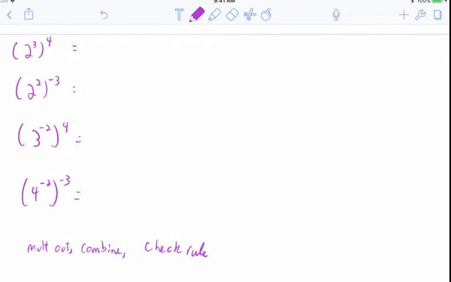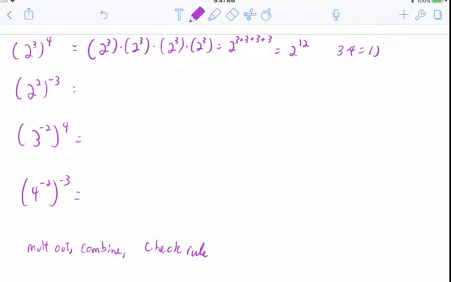Okay. This first term is 2 to the 3 times 2 to the 3 times 2 to the 3 times 2 to the 3. So that's 2 to the 3 plus 3 plus 3 plus 3. So that's 2 to the 12. And 3 times 4 is equal to 12.